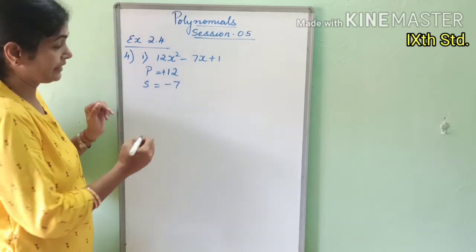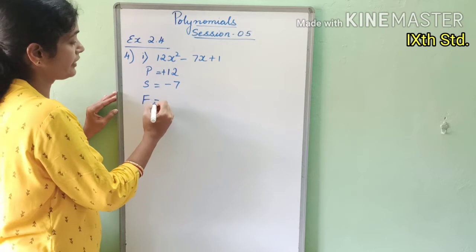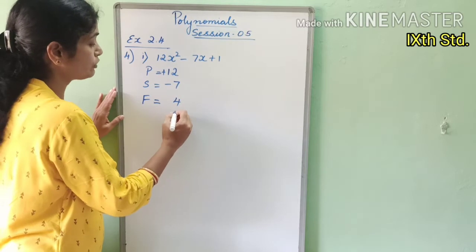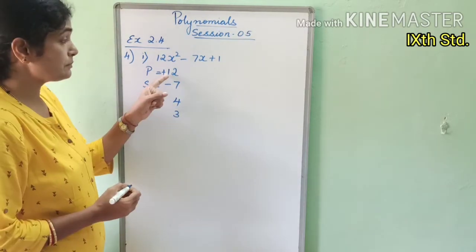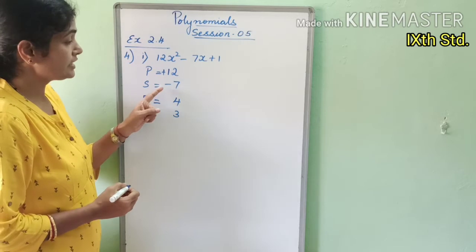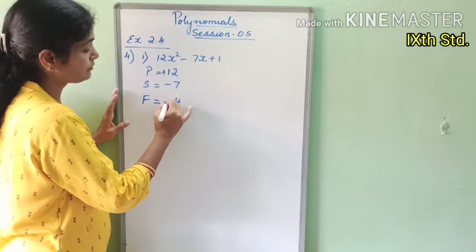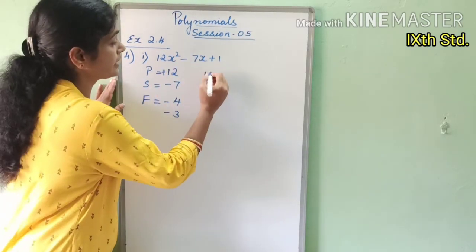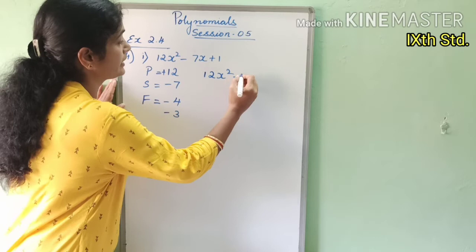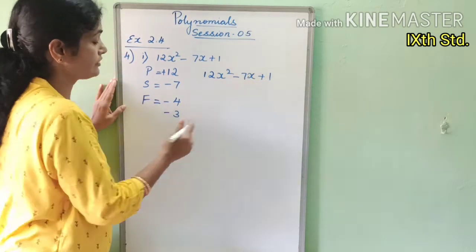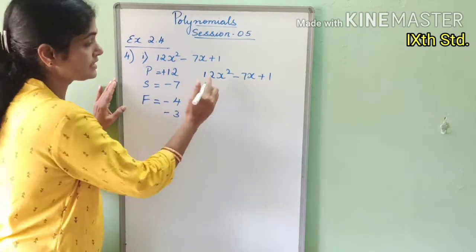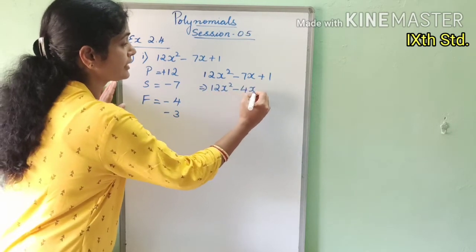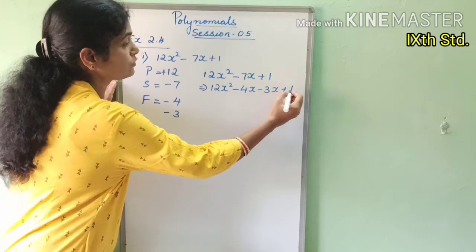So the product is positive and the sum is negative. It is the second type, right? So find out the factors of 12 such that you can get 7. For 12 you will get 4 and 3. Since the product is positive and the sum is negative, I can directly put negative signs on both of them. Now we will take up 12x square minus 7x plus 1. Split this 7x as minus 4x and minus 3x. This implies 12x square minus 4x minus 3x plus 1.